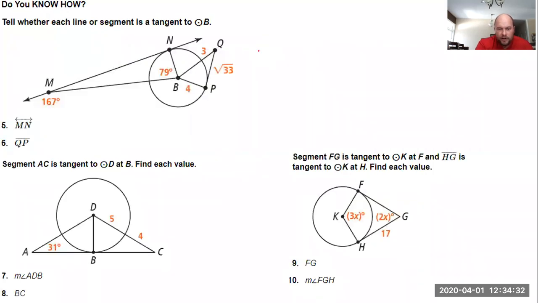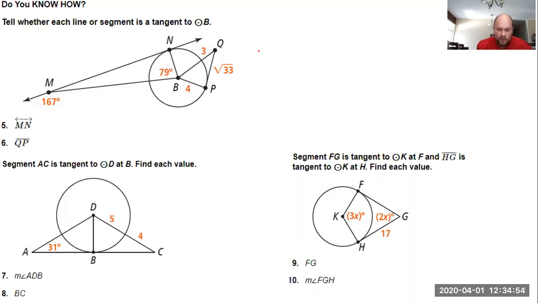All right, so now I want to do a couple other practice problems, and then this is going to wrap it up. For these practice problems, I just want to run through these real fast, and then I'll let you know what the assignment is. Again, the assignment is already posted as well, but you have to tell whether each line or segment is tangent to circle B. So first they ask for MN.